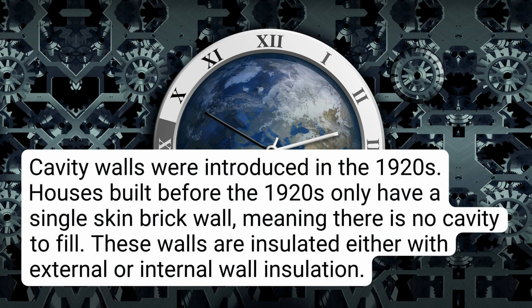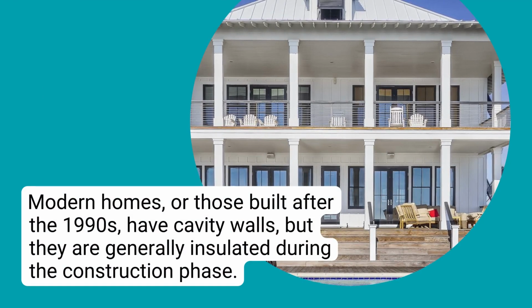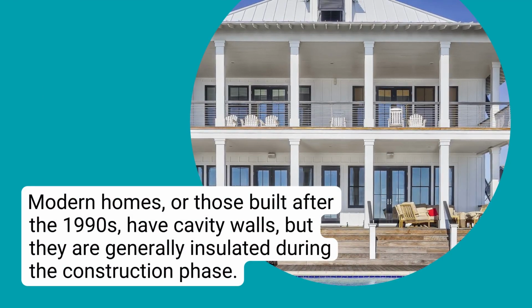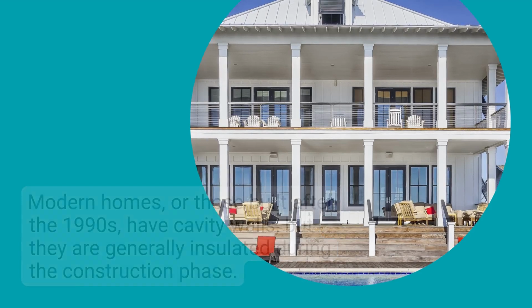Cavity walls were introduced in the 1920s. Houses built before the 1920s only have a single skin brick wall, meaning there is no cavity to fill. These walls are insulated either with external or internal wall insulation. Modern homes, or those built after the 1990s, have cavity walls, but they are generally insulated during the construction phase.